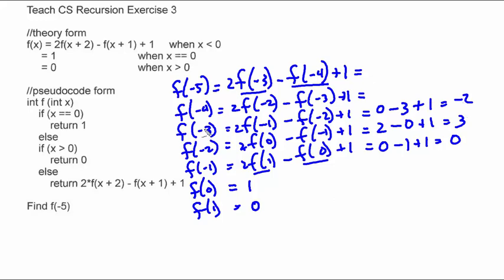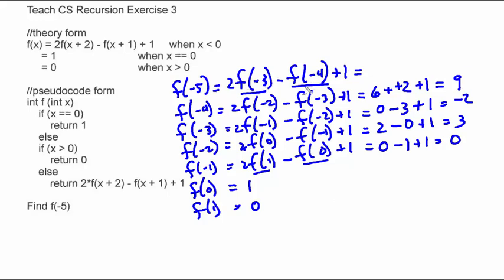Negative 2 is the answer to the function of negative 3. The function of negative 2 was 3. So twice 3 is 6 minus negative 2 plus 1. So minus negative is plus positive, so that makes 9. 9 is the answer to the function of negative 4.